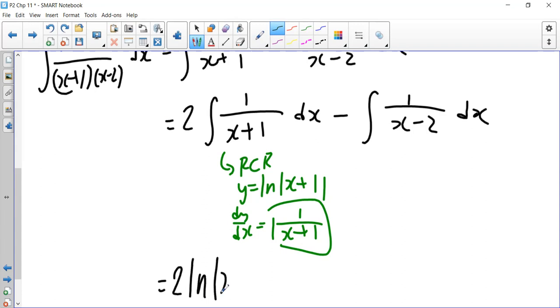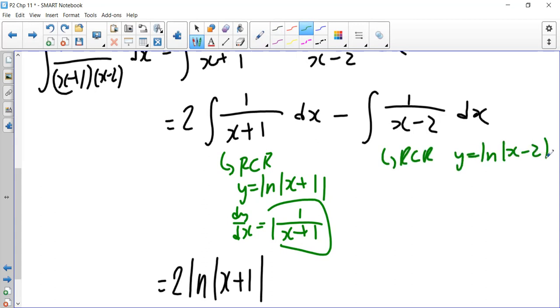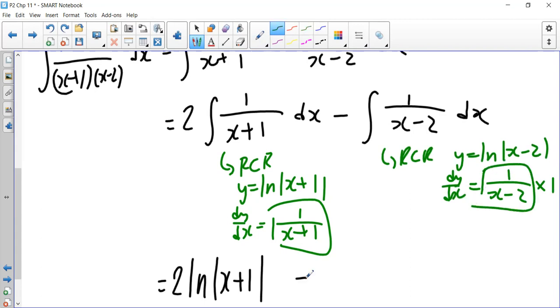What I guessed, ln x plus 1. What about the second one? Well, reverse chain rule again. Let y be ln x minus 2. Differentiate it: 1 over x minus 2. Differentiate inside is 1. So 1 over x minus 2 is the same as the question. So the integral is minus my guess answer, which is ln x minus 2 plus c.